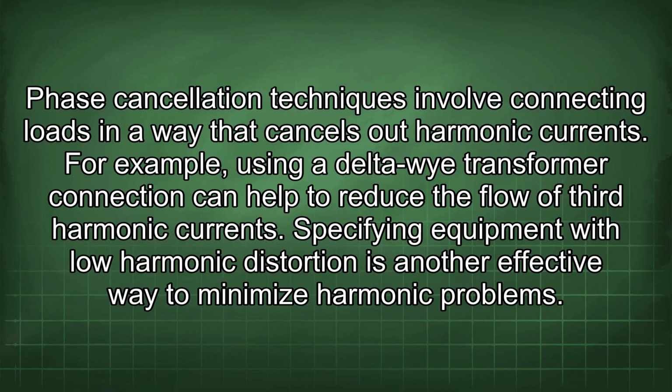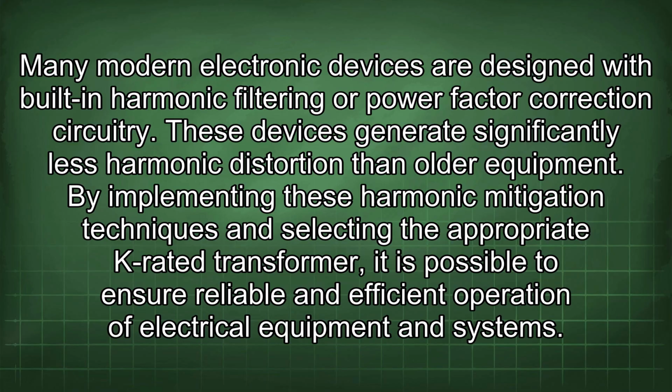Phase cancellation techniques involve connecting loads in a way that cancels out harmonic currents. For example, using a delta-wye transformer connection can help to reduce the flow of third harmonic currents. Specifying equipment with low harmonic distortion is another effective way to minimize harmonic problems. Many modern electronic devices are designed with built-in harmonic filtering or power factor correction circuitry. These devices generate significantly less harmonic distortion than older equipment. By implementing these harmonic mitigation techniques and selecting the appropriate K-rated transformer, it is possible to ensure reliable and efficient operation of electrical equipment and systems.